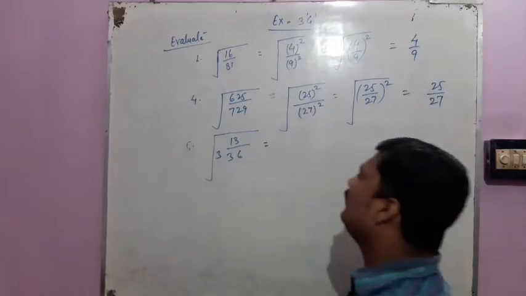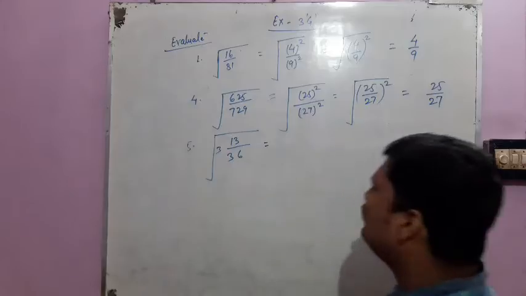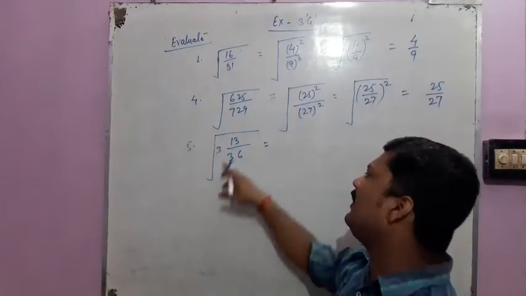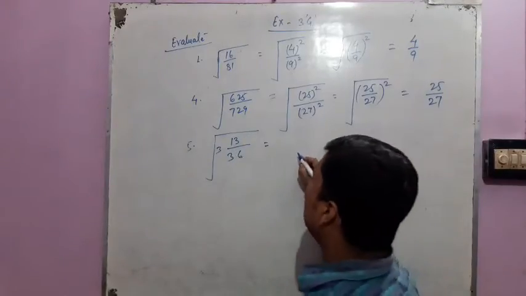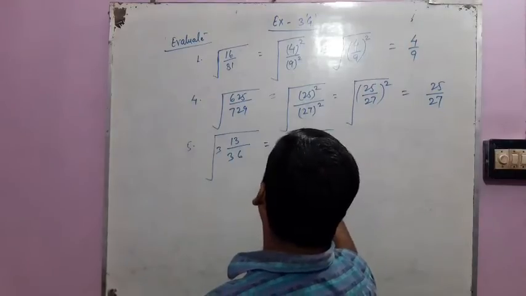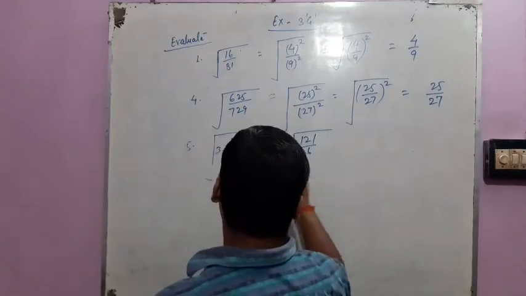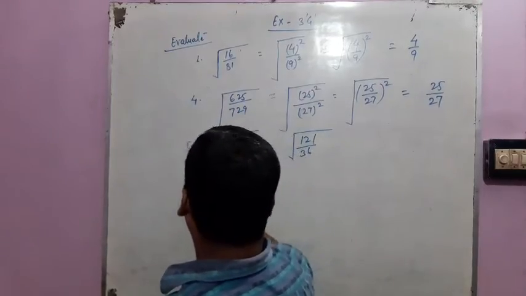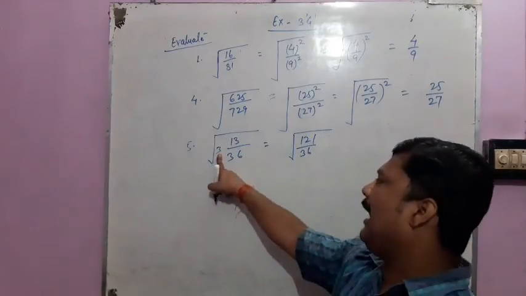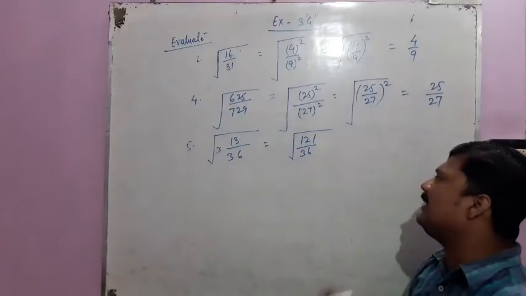Student, first, it is a mixed fraction here. First you have to solve this one. 36 times 3 is 108, and 108 added with 13 becomes 121 by 36. Okay student? 36 times 3 is 108, and when 108 is added with 13, it becomes 121 by 36.